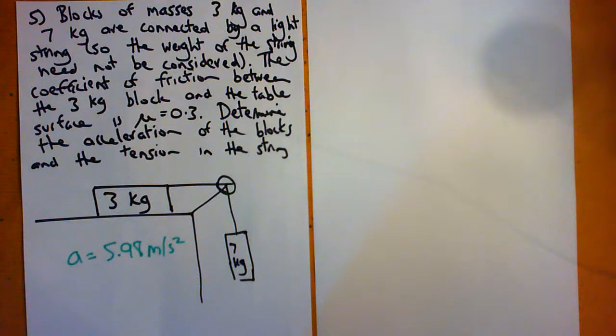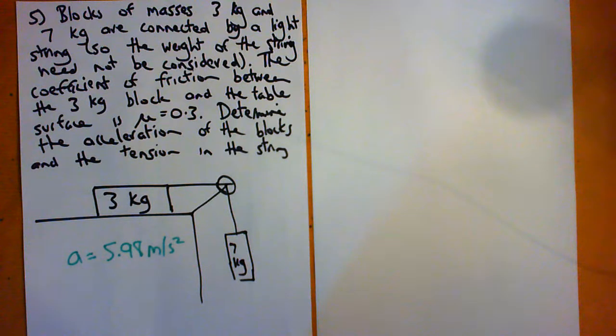Similarly, here we have a 3 kilogram block which is going to make a tension force that's pulling the 7 kilogram object back upwards, so it's going to be pulling to the left for the horizontal part of the string and upwards for the vertical part of the string. And at the same time, the 7 kilogram block is going to be pulling in the opposite direction.